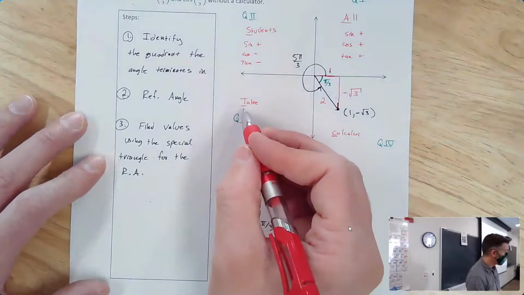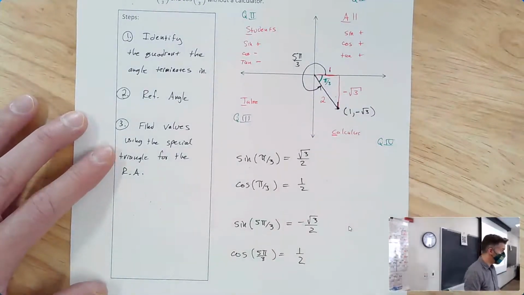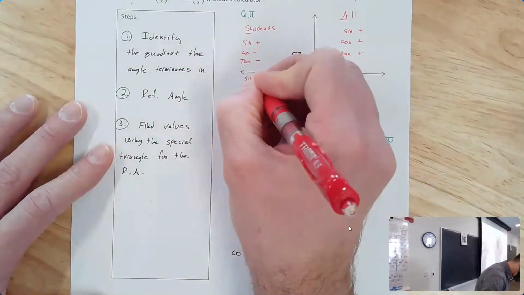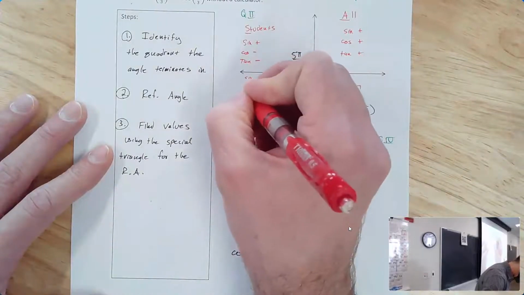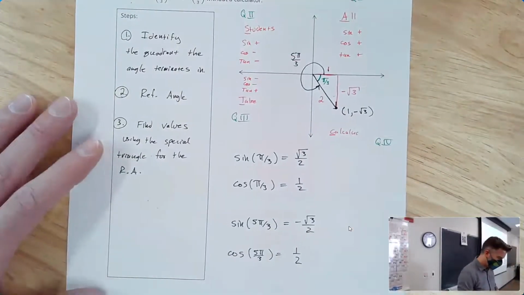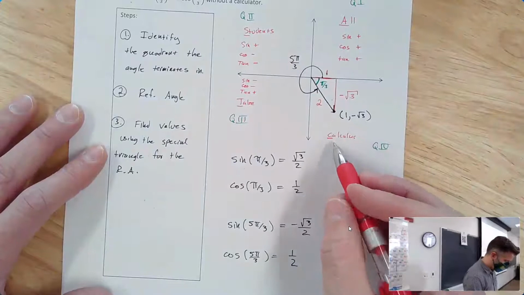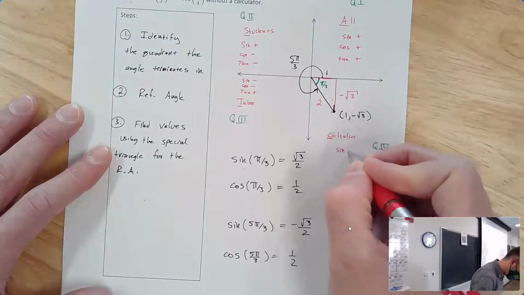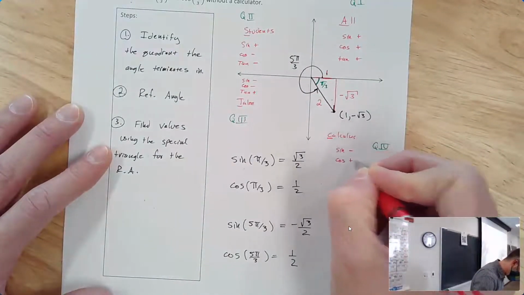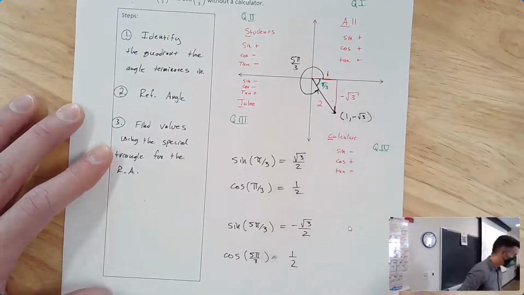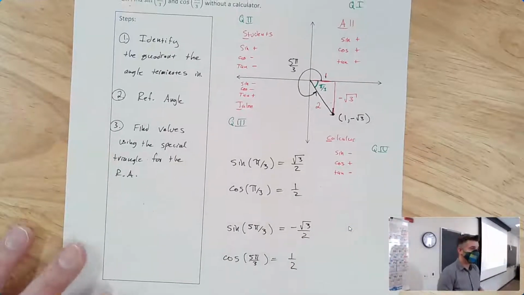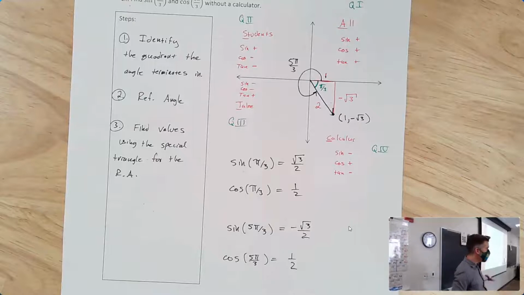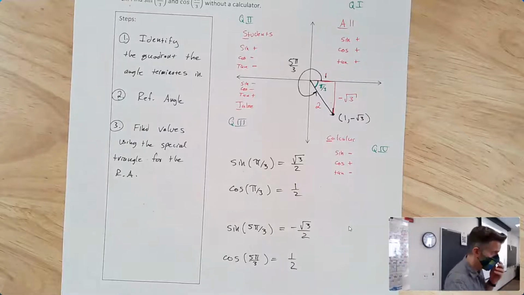In the third quadrant, tangent is positive and the other two are negative. So sine is negative, cosine is negative, tangent is positive. And in the fourth quadrant, cosine is positive and the other two are negative. So if you know what quadrant an angle is in, you know whether sine, cosine, and tangent and their reciprocals are going to be positive or negative.